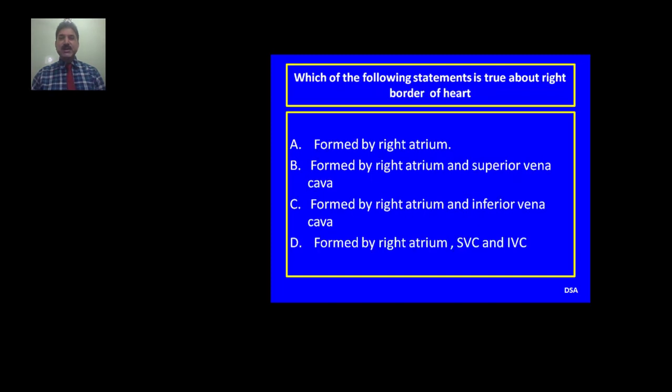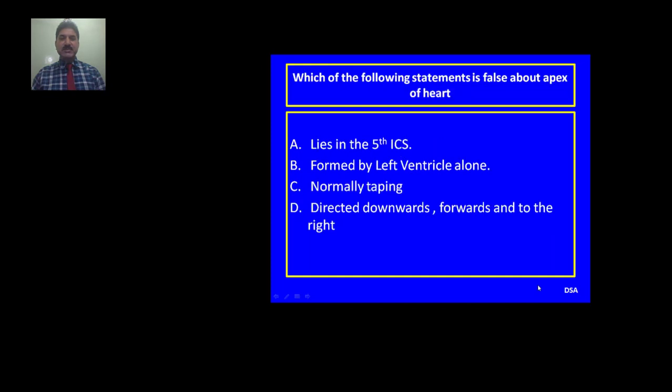Which of the following statements is true about right border of the heart? A. It is formed by the right atrium. B. It is formed by right atrium and superior vena cava. C. It is formed by right atrium and inferior vena cava. D. It is formed by right atrium, superior vena cava and inferior vena cava. So A is the true statement about the right border of the heart. It is formed by right atrium.